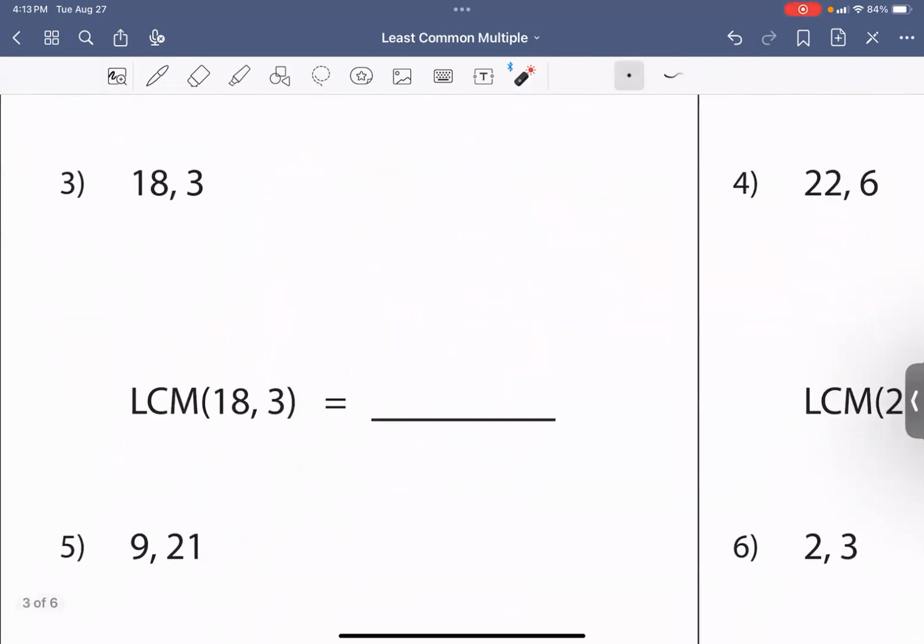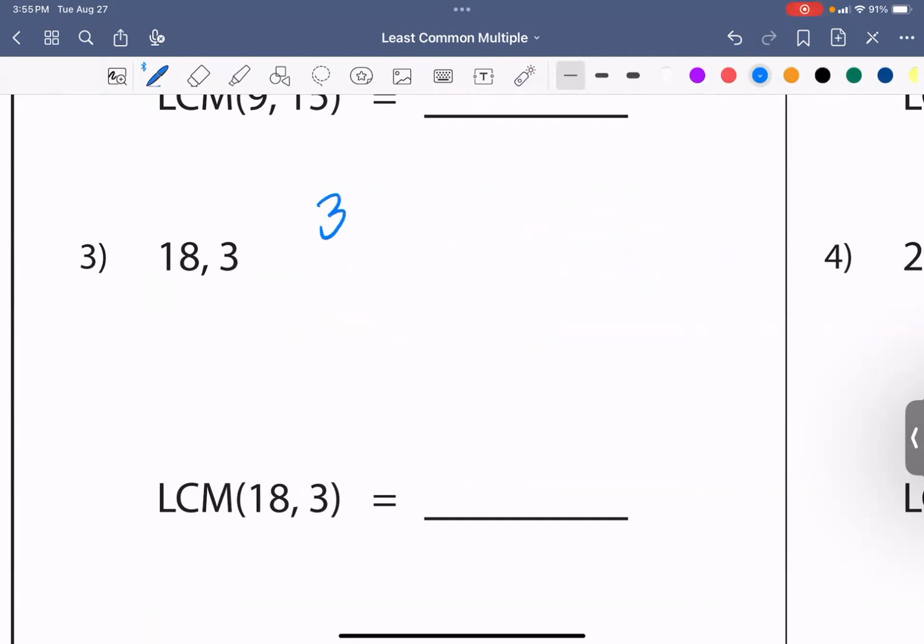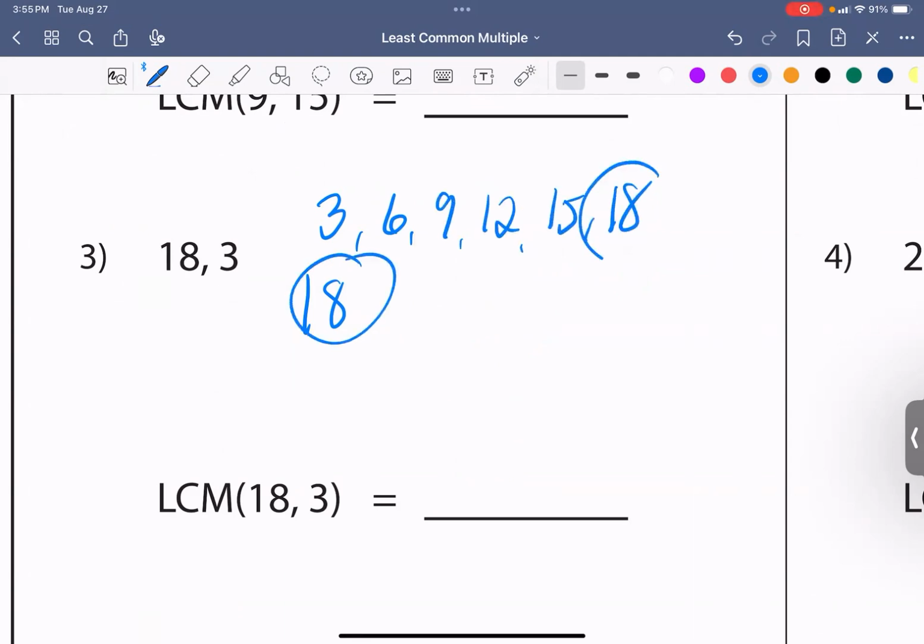Let's look at this one. Find the least common multiple between 18 and 3. So 3, 6, 9, 12, 15, 18, boom. Like I just said a while ago, if I see the common multiple already just there, I don't have to write out the other multiples, because I already have one that the two numbers share. So the answer here is 18.